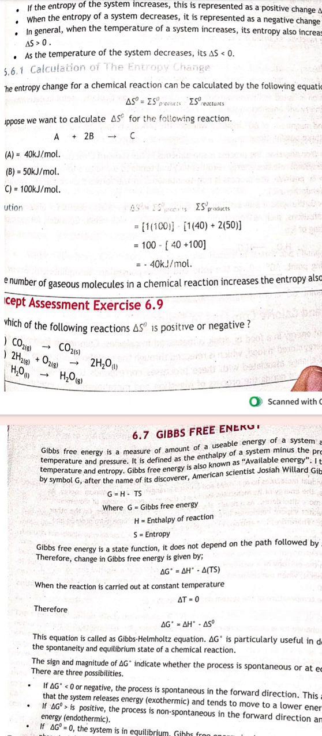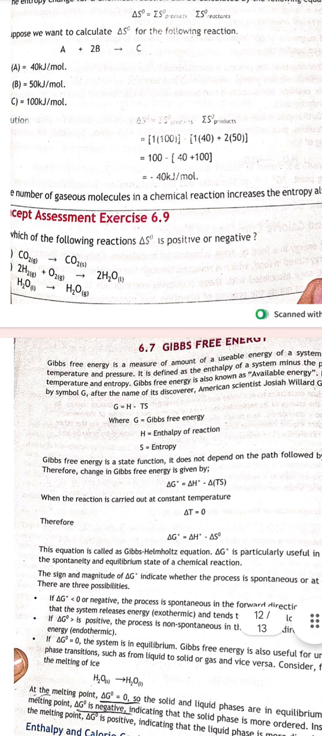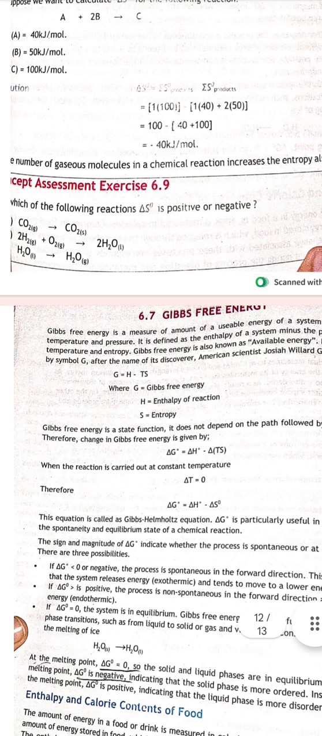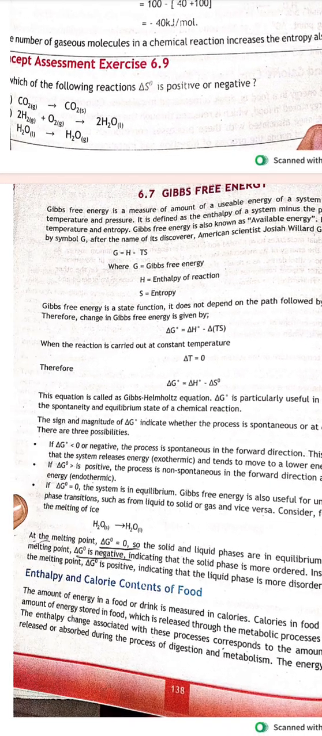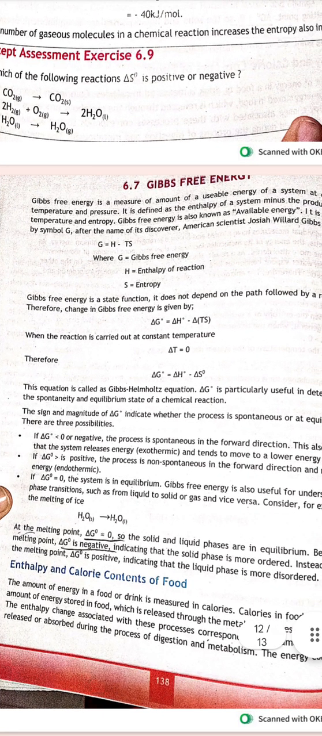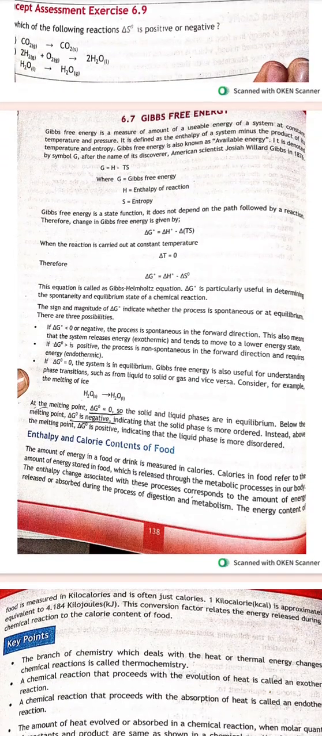For a chemical reaction, del S naught is equal to del S naught products minus del S naught reactants. For A plus 2B gives C, for A we have 40 joules per mole per kelvin, for B 50, for C 100. So we are subtracting, and we are getting minus 40 of entropy change. If the number of gaseous molecules in a chemical reaction increases, the entropy also increases.